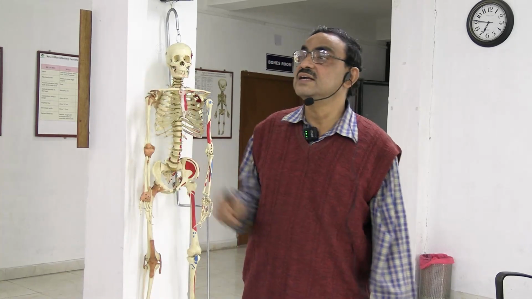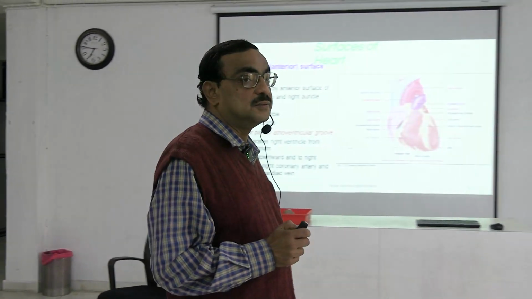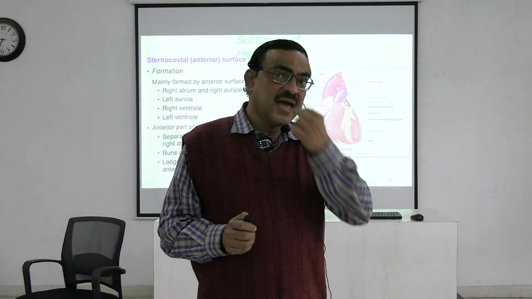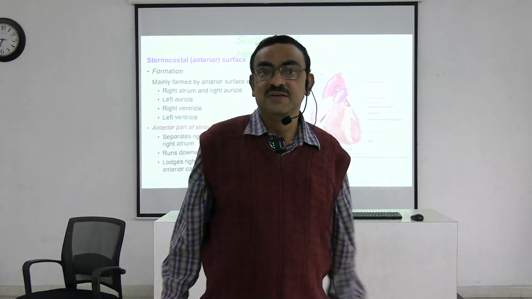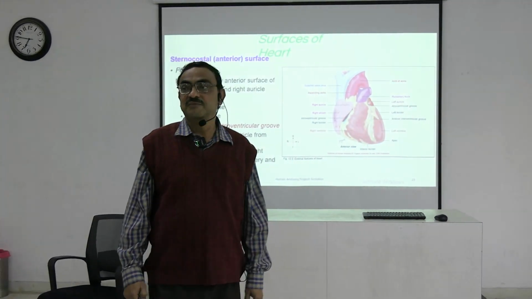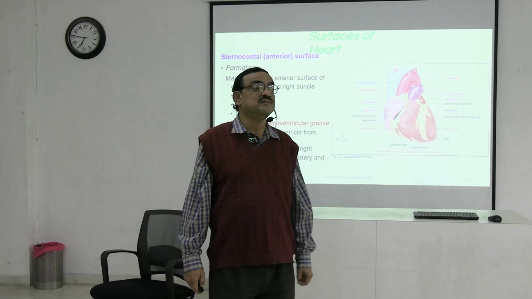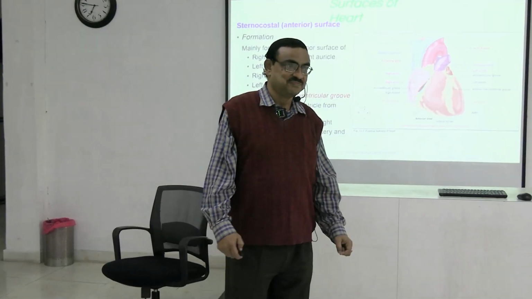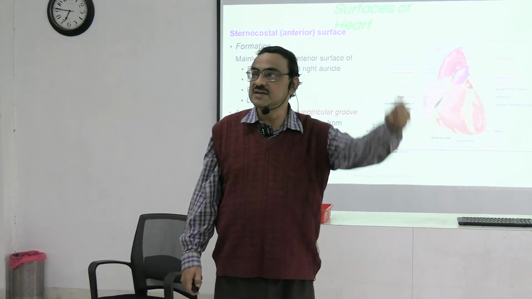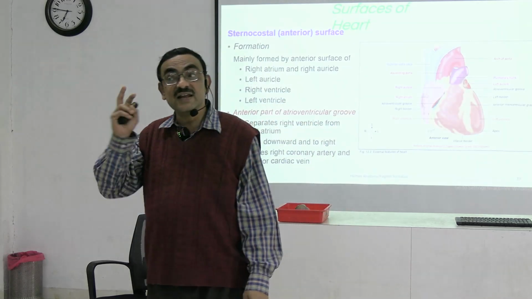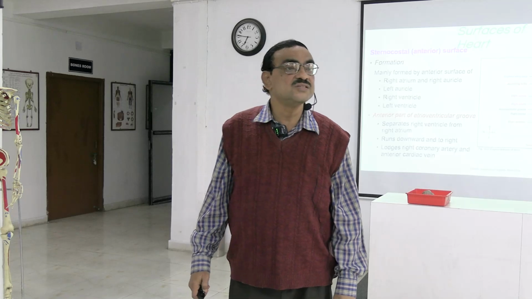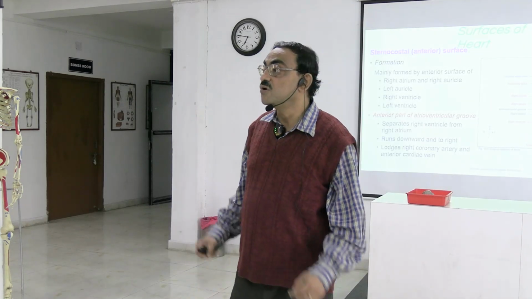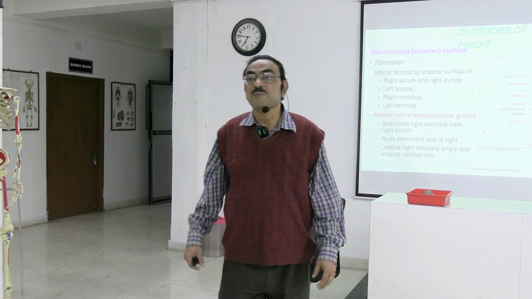There are three arteries in bypass surgery or in angiography. We are concerned with three vessels. You might have heard in your family that it was a triple vessel disease, double vessel disease, single vessel disease. That means there are three major arteries which are supplying the heart. What is coronary artery? Coronary arteries actually supply the heart.